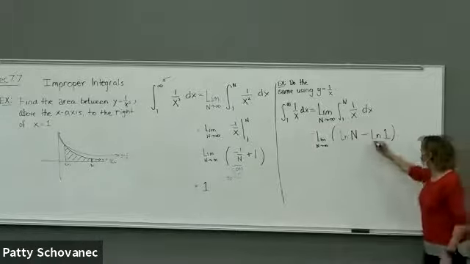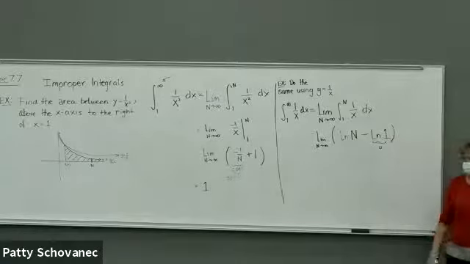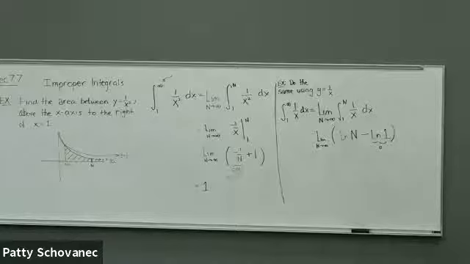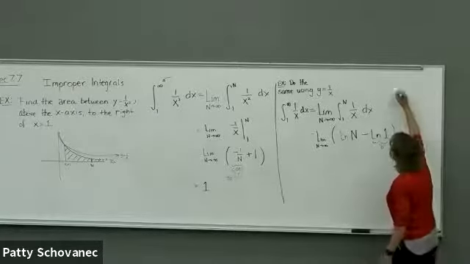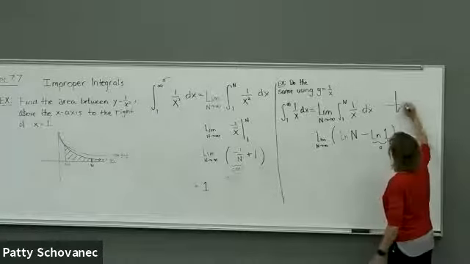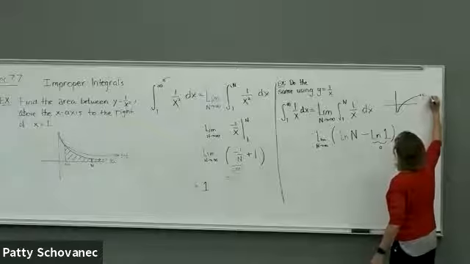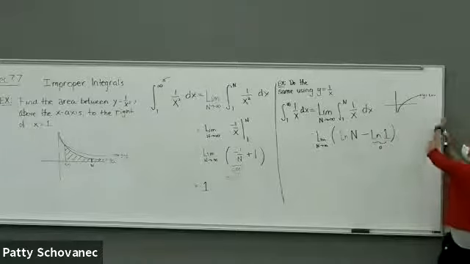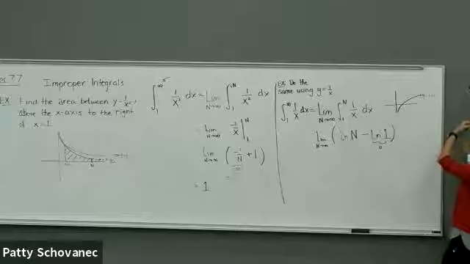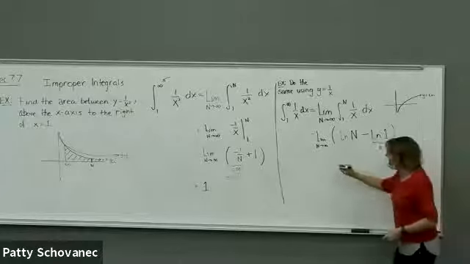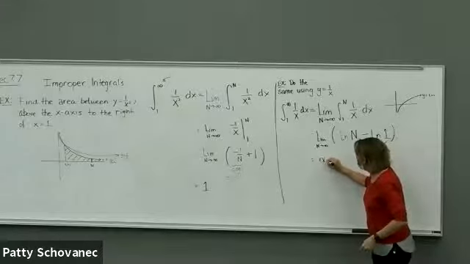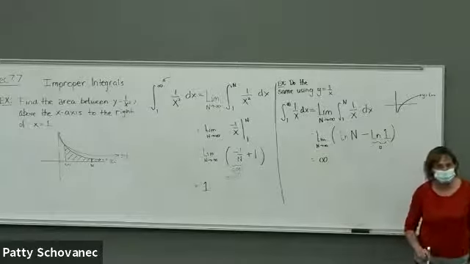What's the natural log of 1? 0. What do you think happens to the natural log of n when n goes to infinity? It does go to infinity. A logarithm is a growing function. So even though it grows slowly, here's the graph of the natural log of x. Even though it grows slowly, if I keep going out this way, the y values keep getting bigger and bigger and bigger. So this particular area is infinitely large.